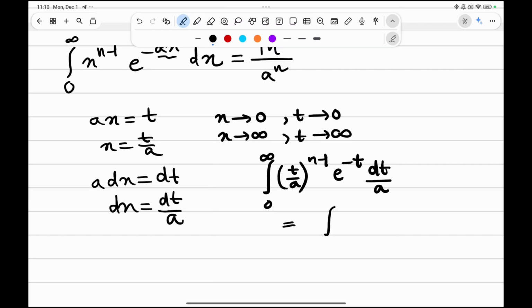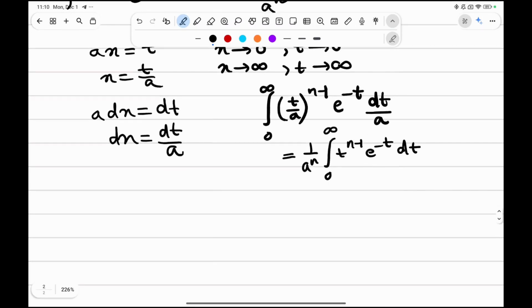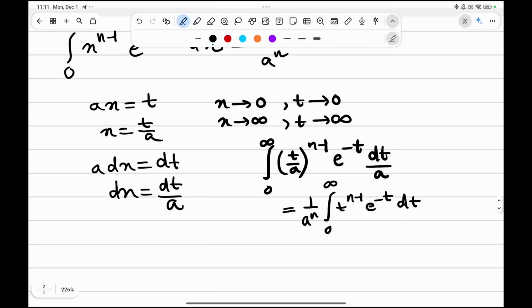So this just changed into 1 by a to the power n in the denominator, and this becomes t to the power n minus 1, e to the power minus t dt. So what's this? We have just changed the parameter x to t. So it remains the same, gamma of n by a to the power n. We just changed x to t, so it does not change.